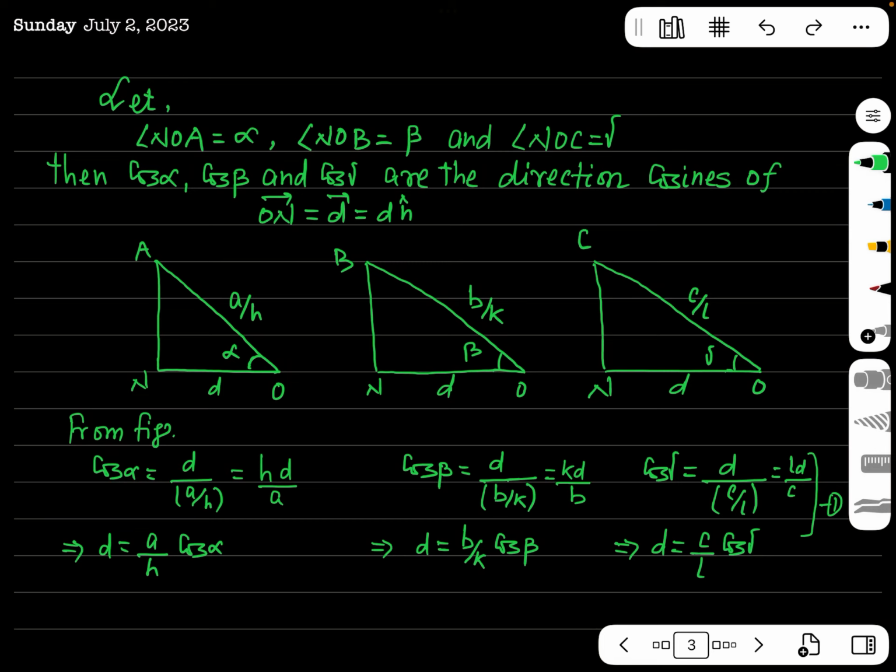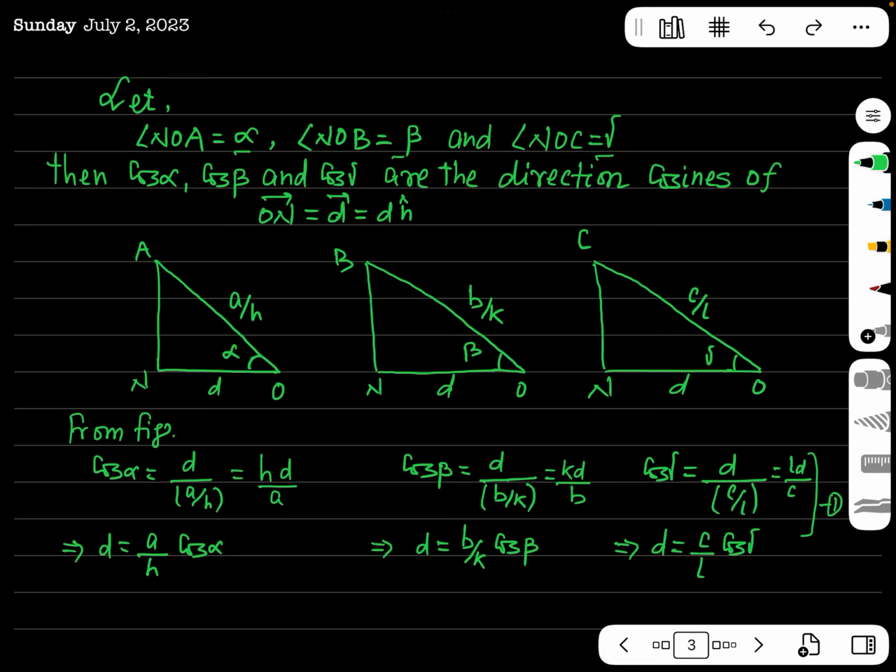Now, as I have told you, angle NOA is alpha, NOB is beta and NOC is gamma. For calculation, I have made three figures here to show the actual situation, because in the original figure the triangles are not appearing as right angle triangles, but all the triangles shown in these figures are actually right angle triangles.